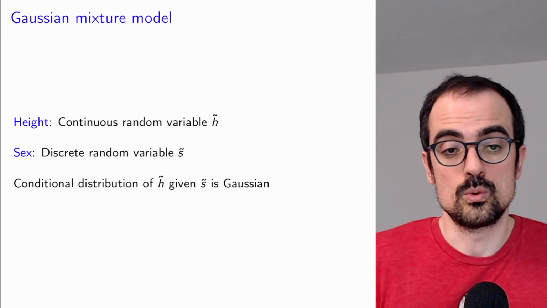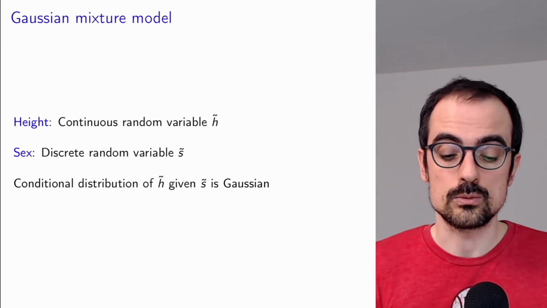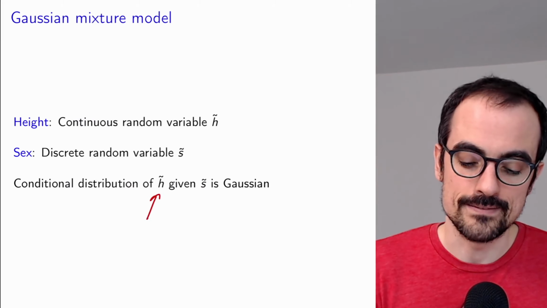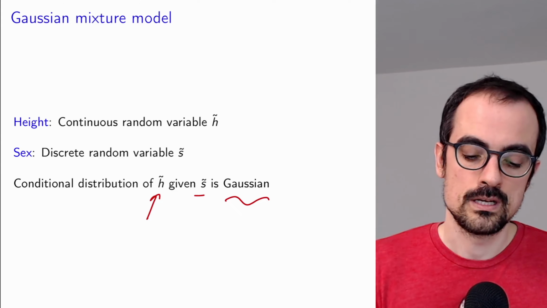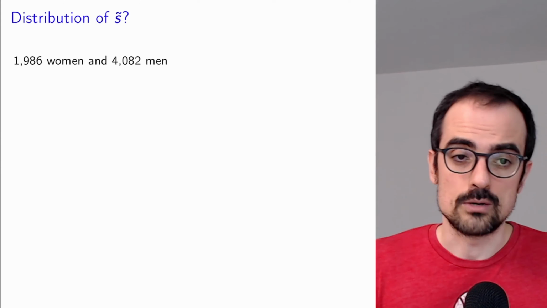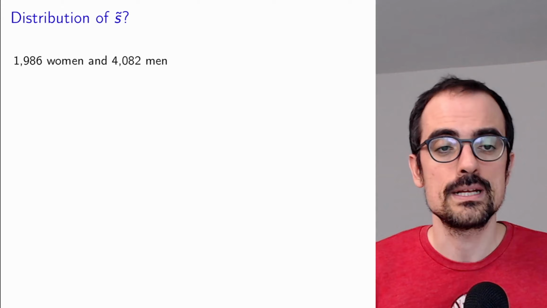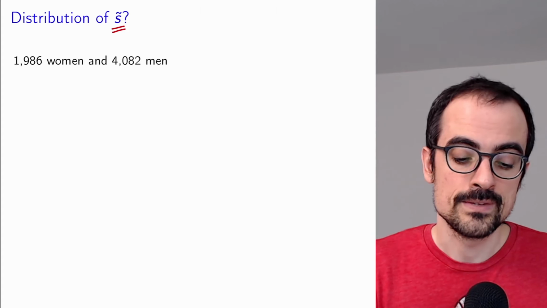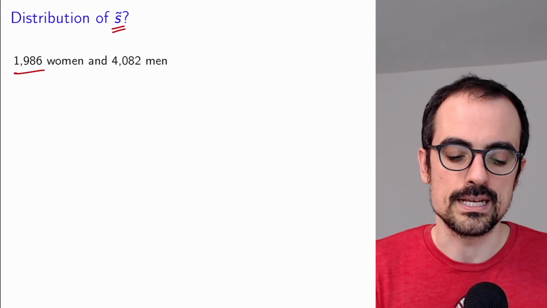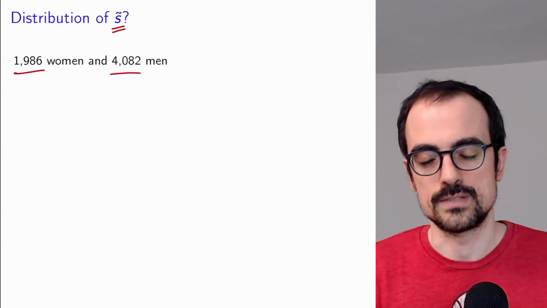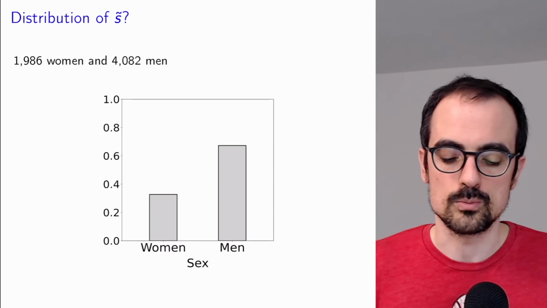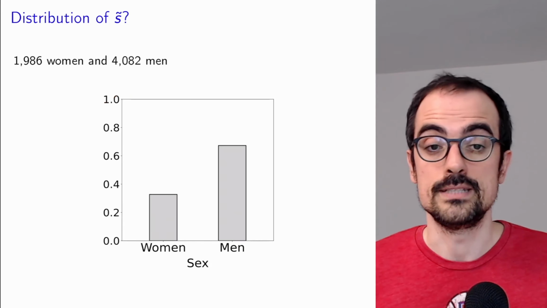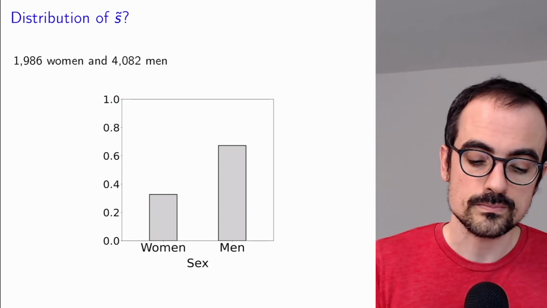And what we're going to assume in order to build a mixture model is that we can model height given sex as being Gaussian. We're going to fit two different Gaussian models to men and to women, but first we need the distribution of our discrete variable. That's very easy. Roughly speaking, a third of the data correspond to women and 2/3 correspond to men. So that's the marginal PMF of our discrete random variable.